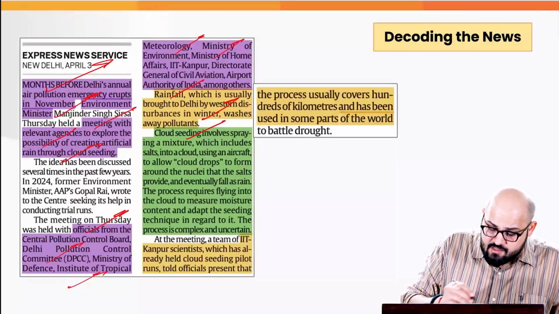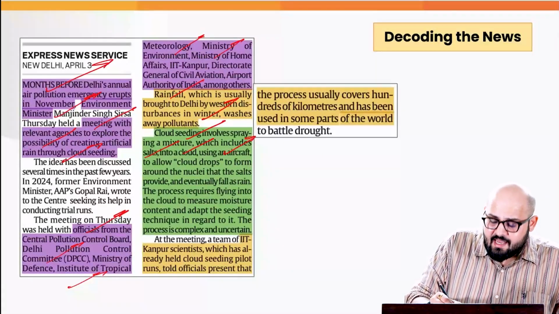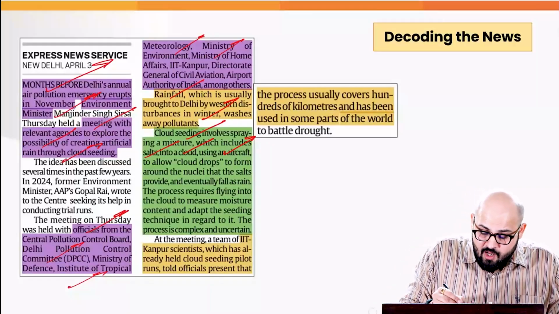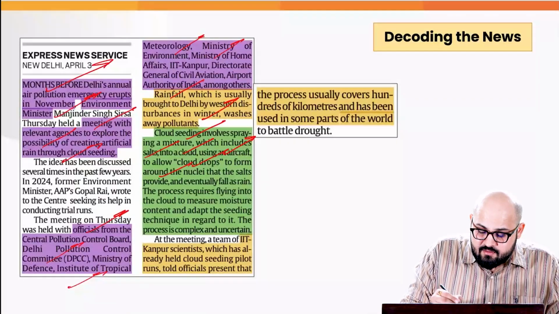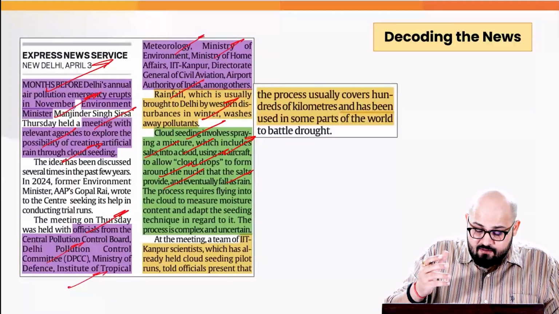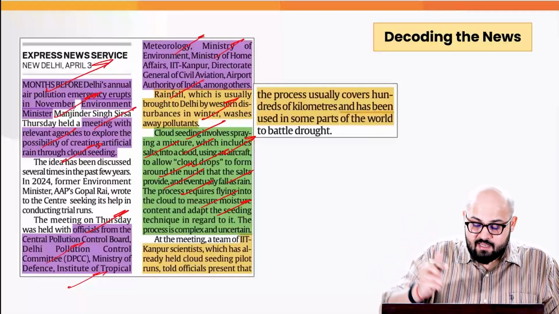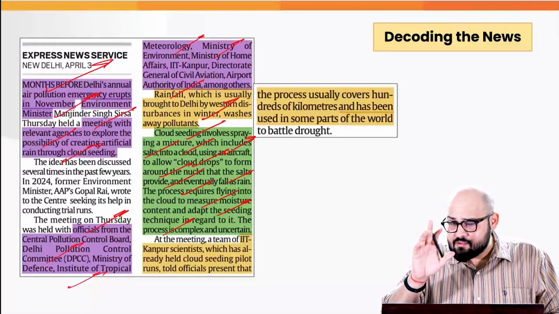Cloud seeding involves spraying a mixture which includes salts into the cloud using an aircraft. So we'll talk about that to allow the cloud drops to form around the nuclei that the salts provide, and eventually they fall as rain. The process requires flying into the clouds to measure the moisture content and adapt the seeding techniques accordingly. The process is complex and uncertain.